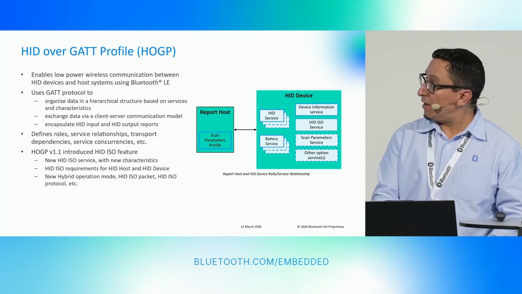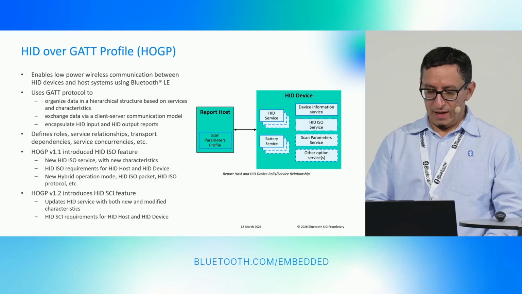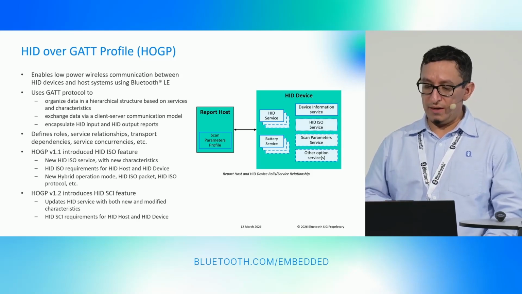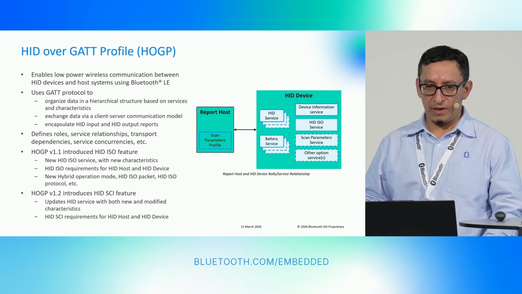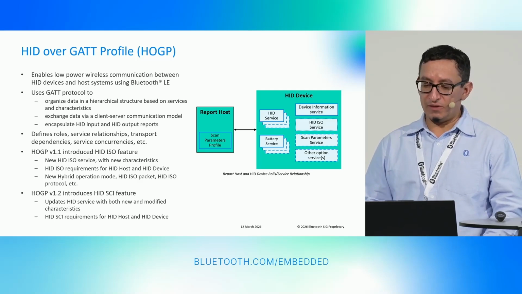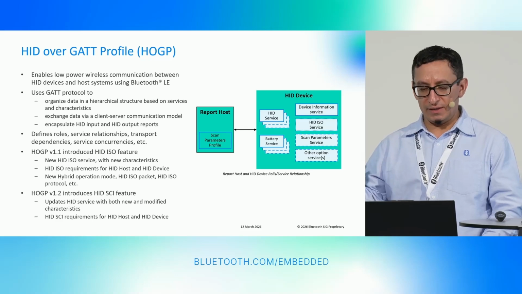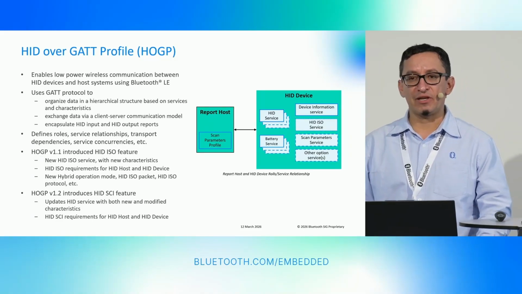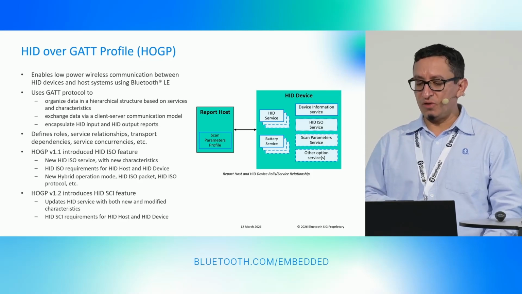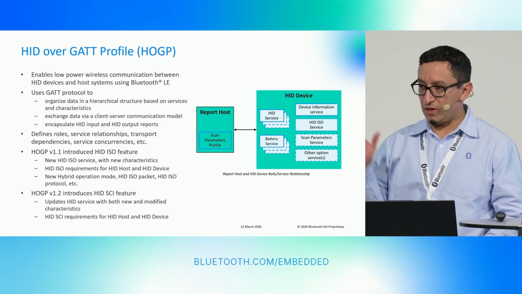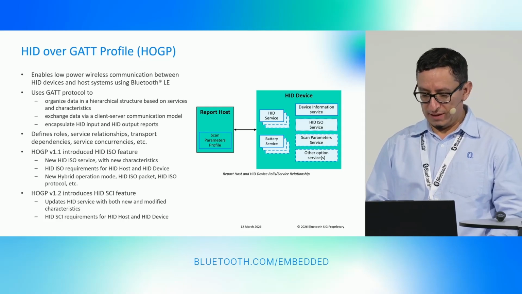Now, speaking of HID SCI, HID SCI is going to be introduced in version 1.2 of the HID over GATT profile. HID SCI introduces updates to the HID service that already exists and it's used with the HID over GATT profile via new and modified characteristics. And it also defines requirements for a HID host and a HID device to support HID SCI. And I'll be talking about all of this in the upcoming slides.